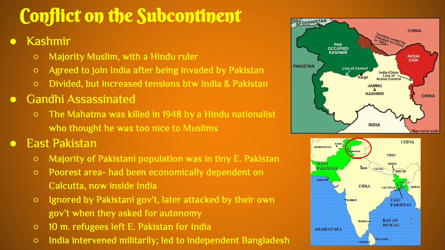Gandhi gets assassinated in 1948, not by a Muslim. He is, in fact, assassinated by a Hindu nationalist because he thought that Gandhi was being too nice to the Muslims, that these Hindu nationalists, again, motivated by that cycle of violence, really wanted Gandhi and the Indian National Congress to go after Muslims, and they didn't. And as a result, Gandhi was killed.